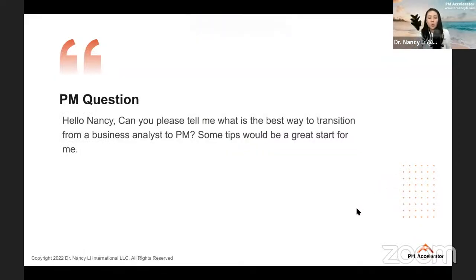Can you please tell me what is the best way to transition from a business analyst to PM, and some tips would be good to start? Okay, great. Awesome. And actually we had many students transition from business analyst to PM. Congratulations. Many of the things you have done in the past are very relevant to product management for sure, 200%. This happened multiple times to our past students.